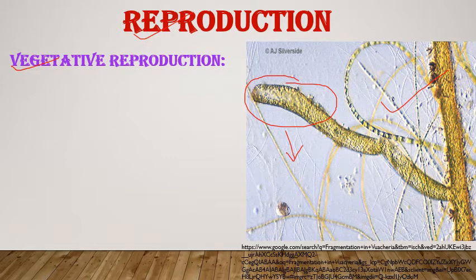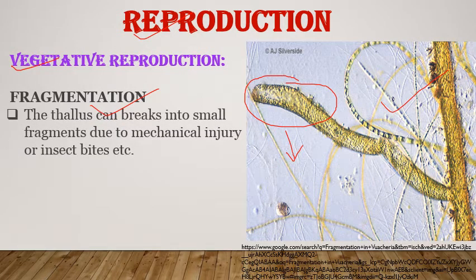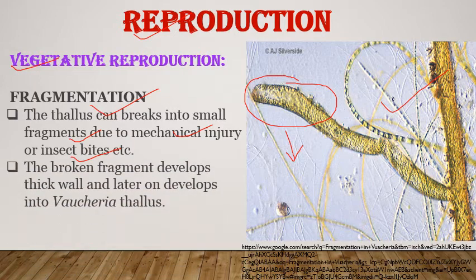This fragmentation may be due to mechanical injury or by some insect bite. So the thallus can break into small fragments due to mechanical injury and insect bites. Each fragment has the capability to give rise to a new vaucherial thallus. This broken fragment develops a thick wall and gives rise to a vaucherial thallus. So this is the method of fragmentation.